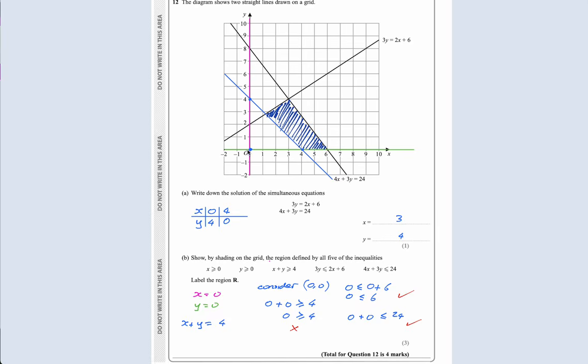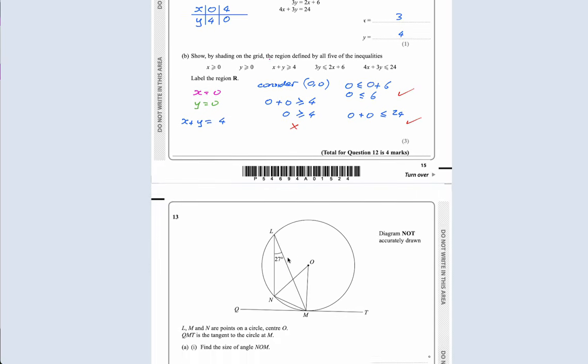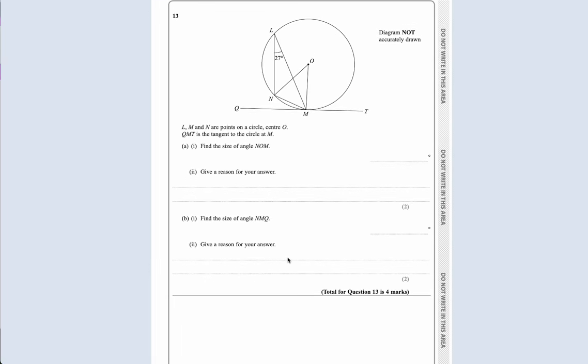Why did I choose 0, 0? Just because it's the easiest one to sub in. If you sub in 0, 0 into all of these x and y's, it's very easy to do. But I could have chosen any point. If I chose 1, 1, I'd have had the same thing. Is 1 plus 1 bigger or equal to 4? No. If I subbed 1 in here, is 4 plus 3 less than or equal to 24? Yes, so I've had the same thing. But you can sub in literally any point. You could sub in 10, 10 if you wanted. Okay, that is question 12.